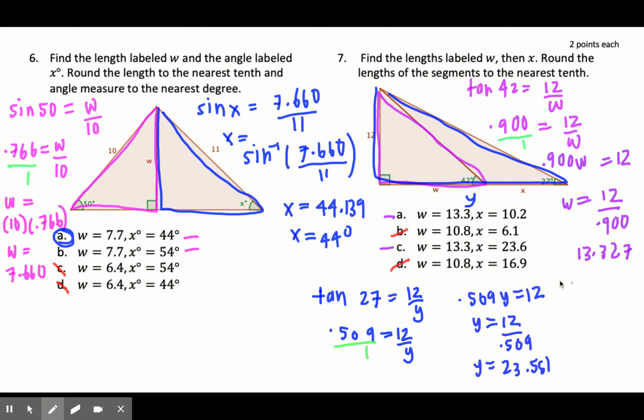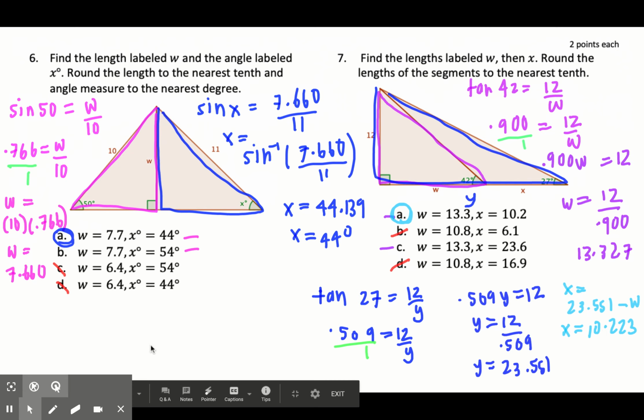So y equals 23.551. And then you want to get x by doing 23.551 minus W, so what you got for W. Then you should get something around 10, right? So that's 10.223. So then your answer is A.